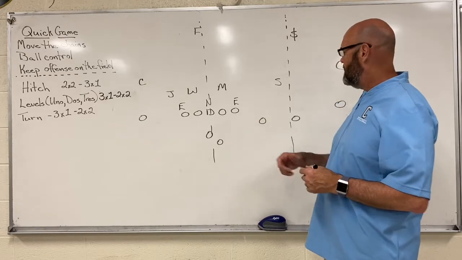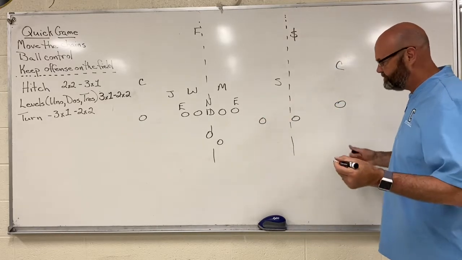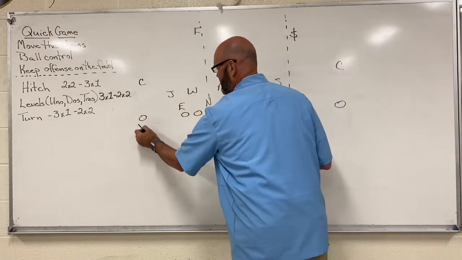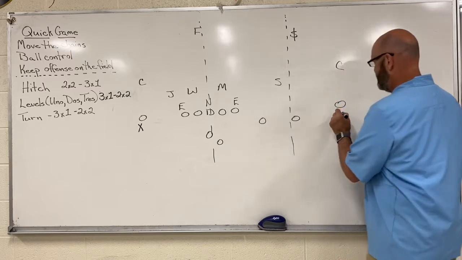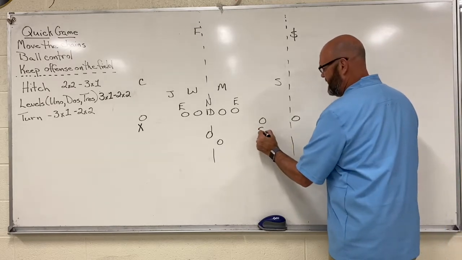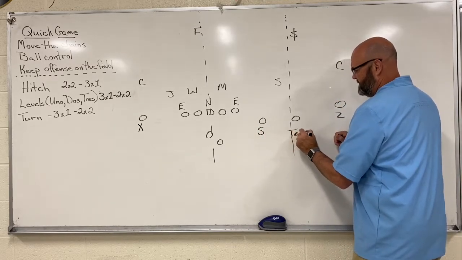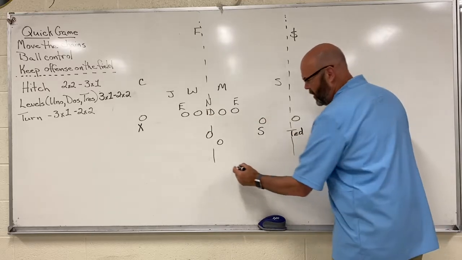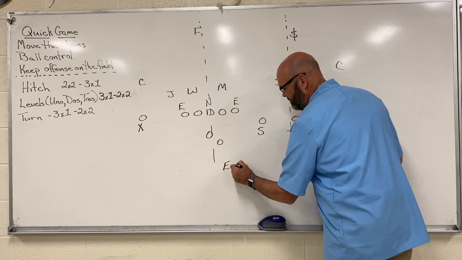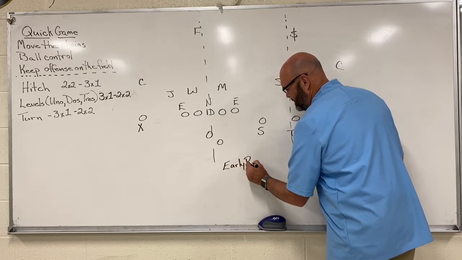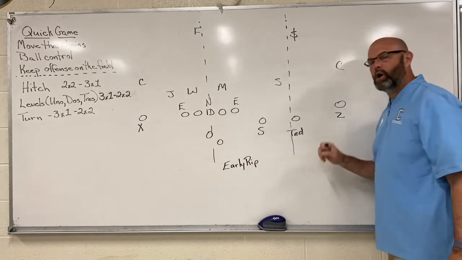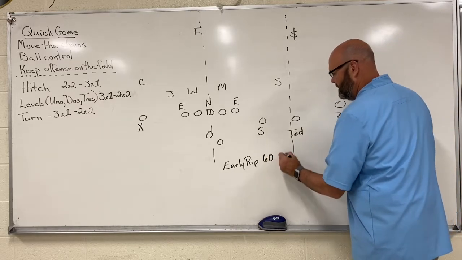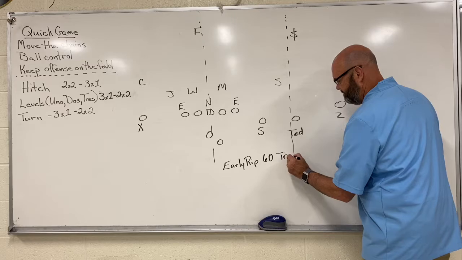So let's look at this. We've lined up in this formation. And if you remember the names of the positions, here's the X, here's the Z, this is the S, and this is the TED. So the TED has come from over there to here. This tells us it's an early rip. And our call is going to be 60, and we're going to run trace.